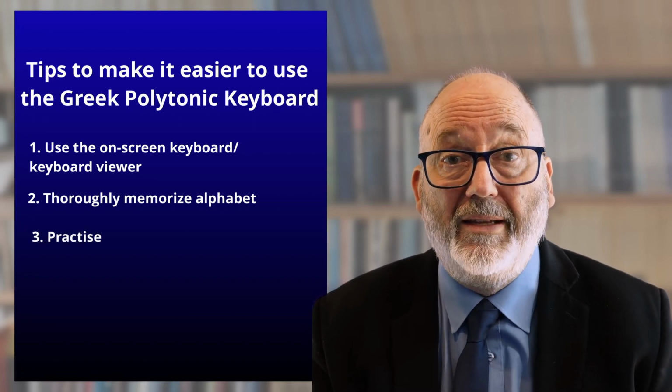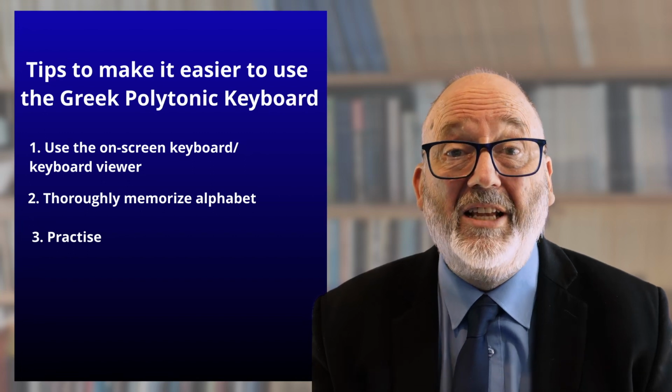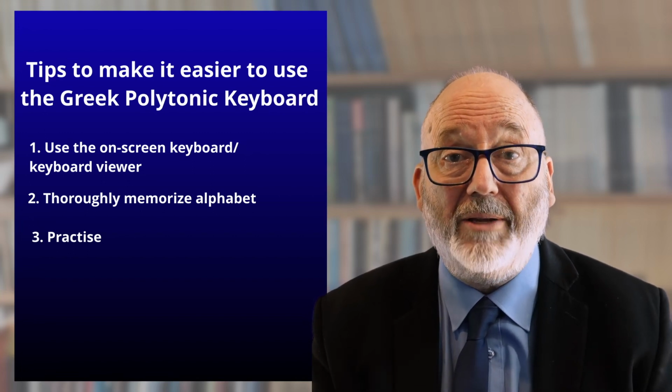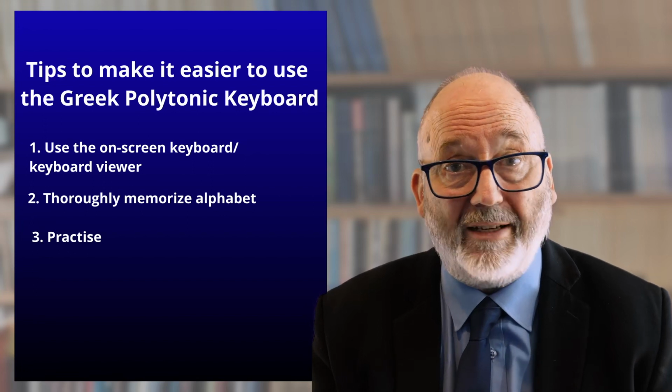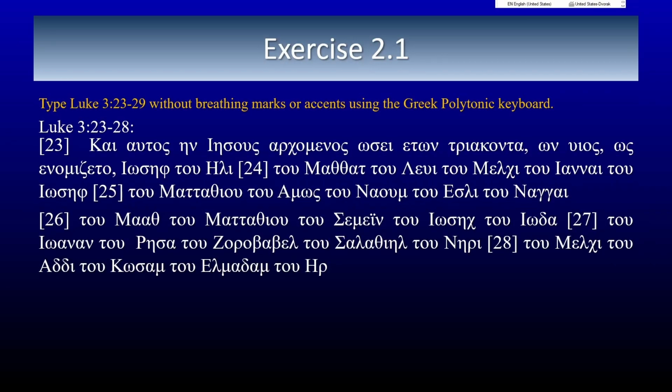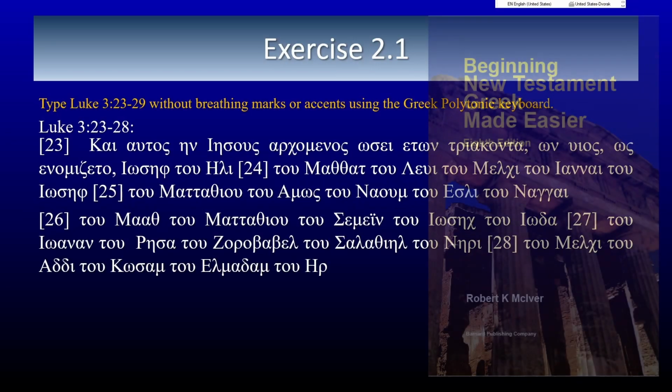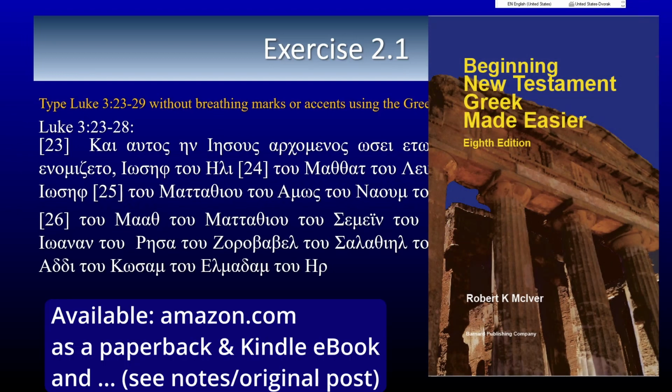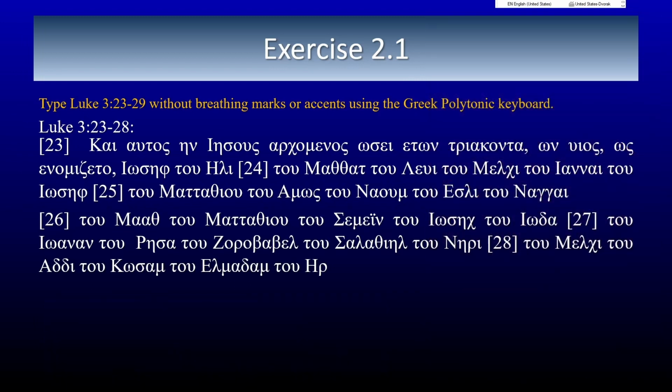The third tip is reasonably obvious. That is, just practice using the Greek Polytonic Keyboard. You can practice on pretty much any Greek text. What is showing here is the exercise in Chapter 2 of my book, Beginning New Testament Greek Made Easier. You will see this is a passage taken from Luke chapter 3, without the breathing marks, the accents, and the iota subscripts. It's an exercise just using the alphabet that you know, and you know how to type each one of these letters.